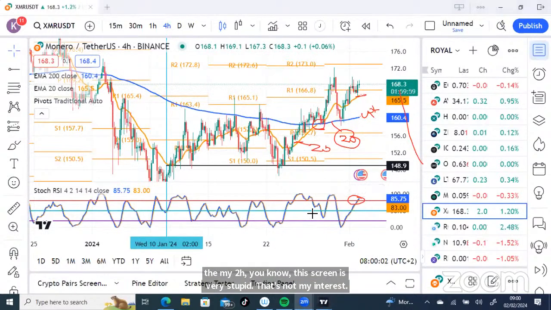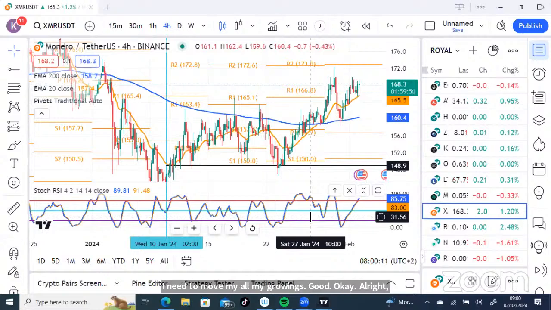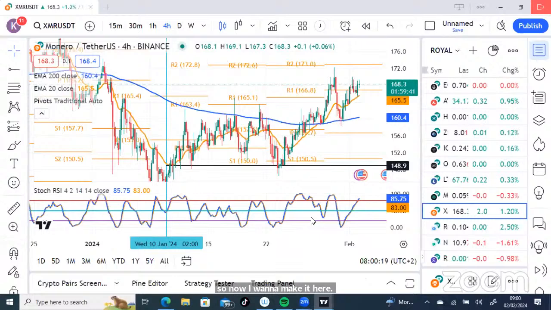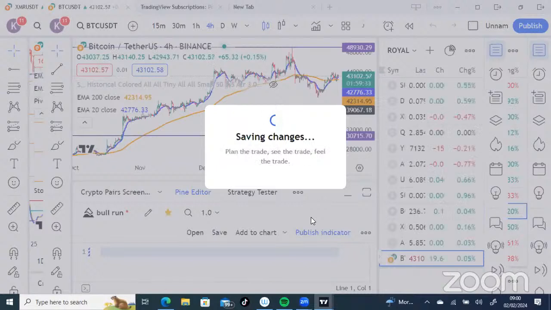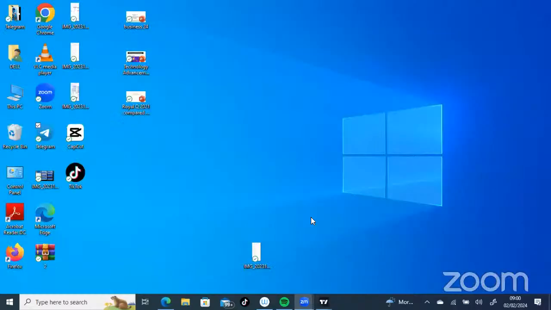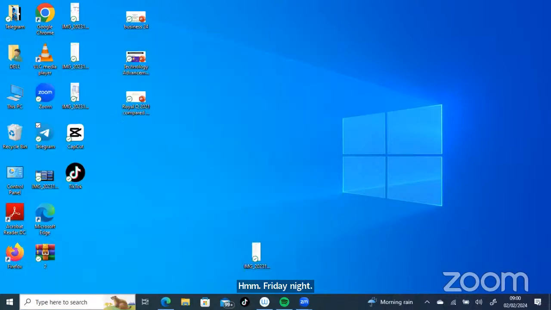What else do I need to remove? I need to remove all my drawings. Good. All right, so now I want to make it clear. What did I do? Okay, but I believe it is now clear.